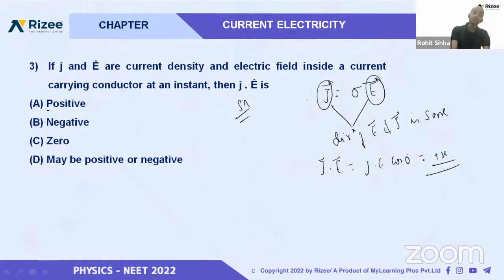How can it be negative? Always you see here, J and E are in the same direction. If they are in the same direction, they will have an angle of 0 degrees. So it will be positive. How can you say negative? Any confusion? You can ask.